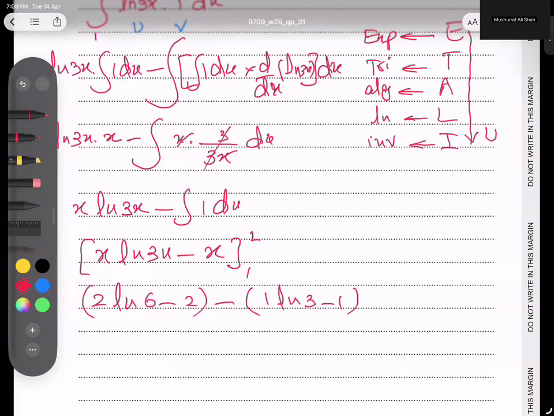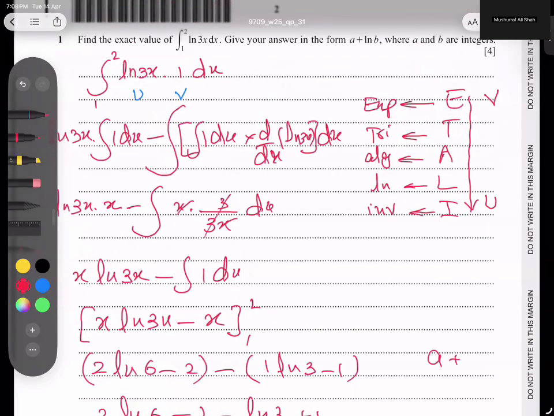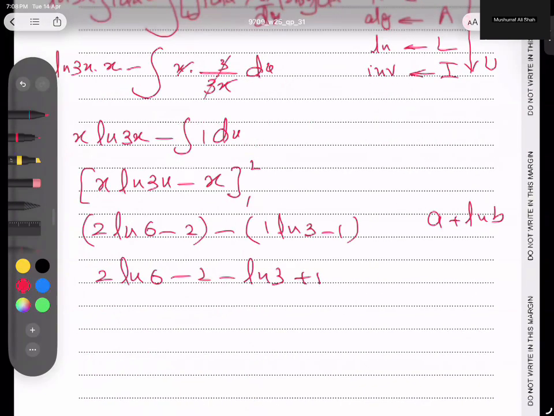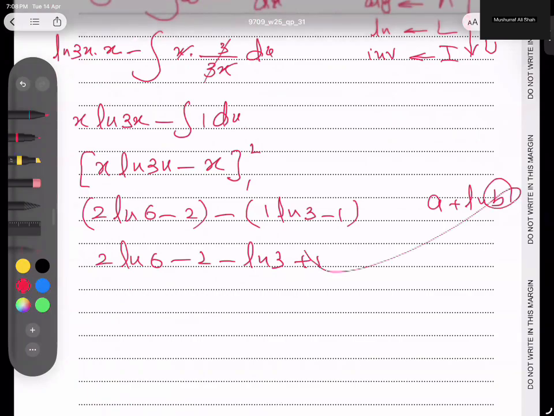So is the question over? Not at all. 2 ln 6 minus 2 minus ln 3 plus 1. Our main target is this form, a plus ln b. This format is what he wants. We need a single logarithm. So this 3 and 6. Here there is no number before the logarithm, but here we have a number before the logarithm. So 2 will go in the power. I can say log of 6 to the power 2 and minus log of 3. And this negative 2 and plus 2 will give us minus 1.